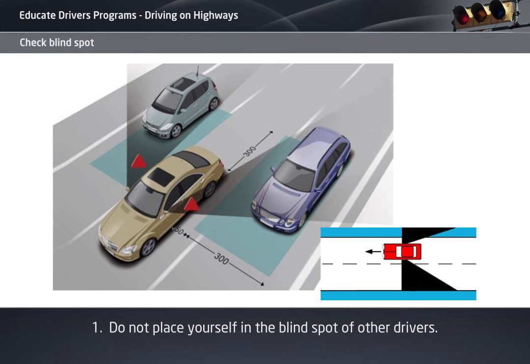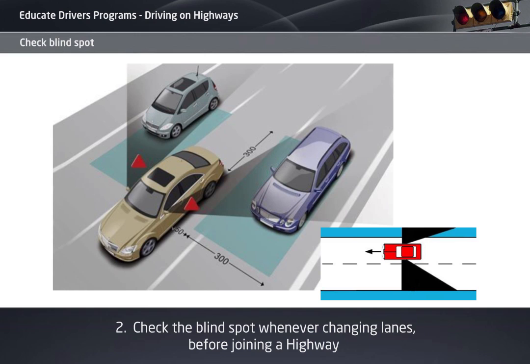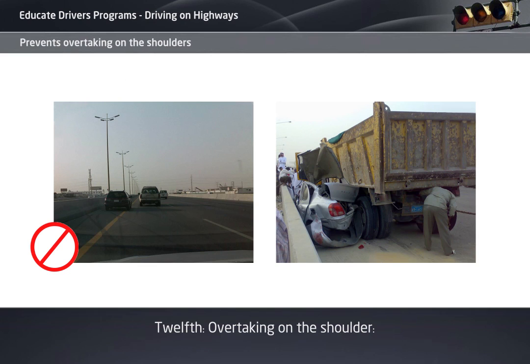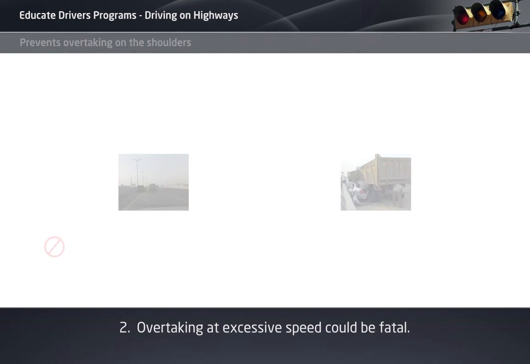1. Do not place yourself in the blind spot of other drivers. 2. Check the blind spot whenever changing lanes, before joining a highway, and before exiting a highway. Checking your blind spot could save your life. 12th, overtaking on the shoulder. 1. Strictly prohibited and is extremely dangerous. 2. Overtaking at excessive speed could be fatal.